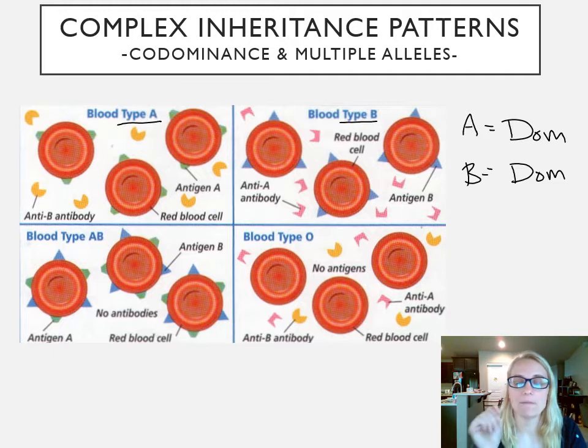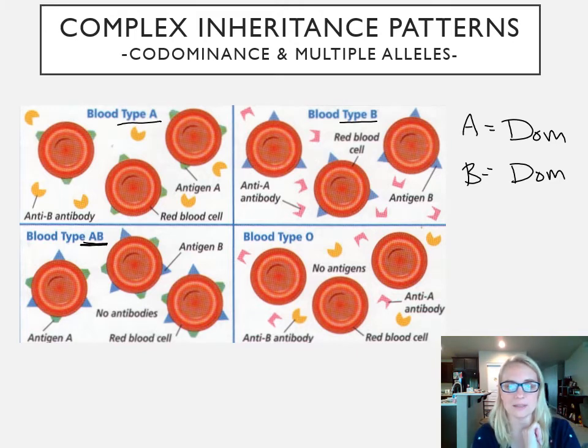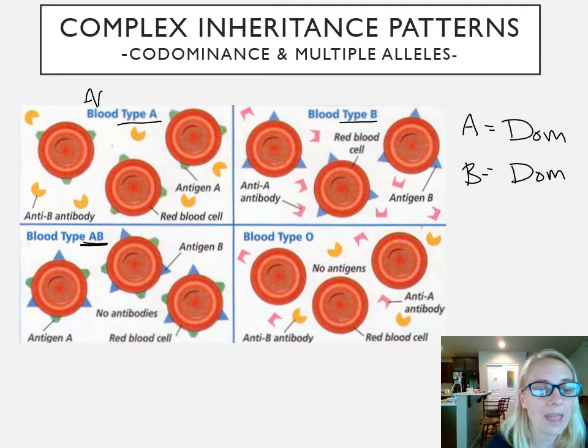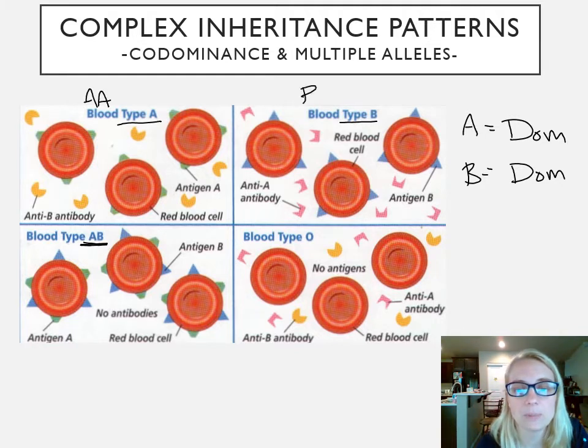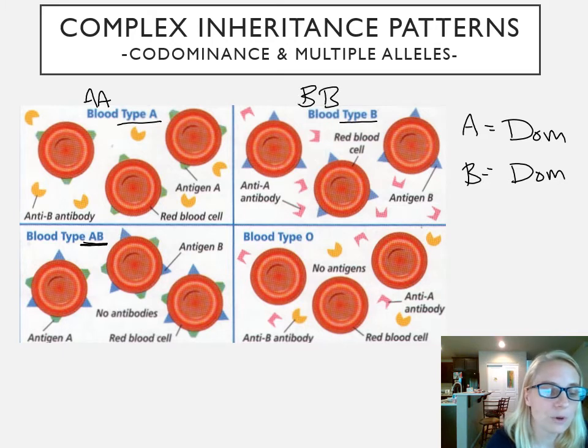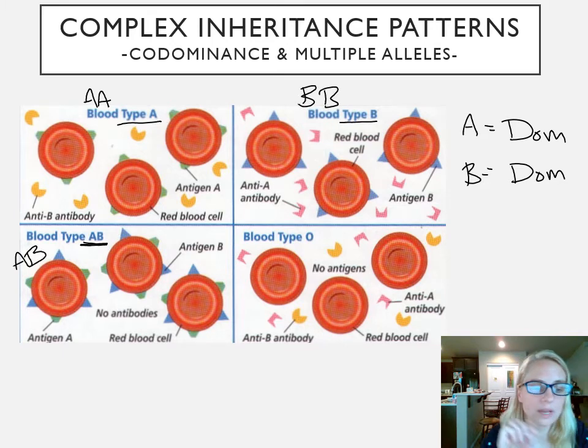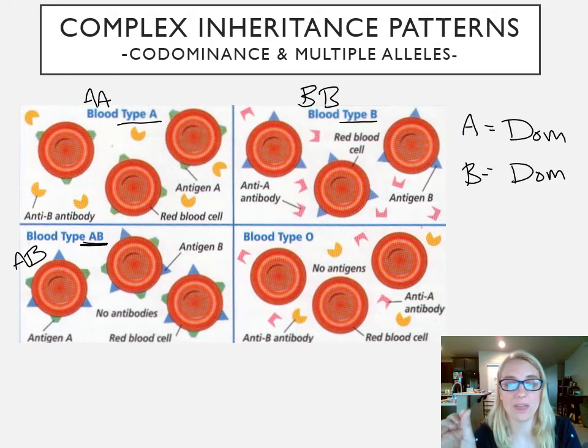If you happen to have the B allele, you would be type B blood. But here's where the codominance happens. If you happen to be heterozygous, so this would be maybe an AA genotype, this could be a BB genotype. But if you are an AB genotype, you would have both A and B antigens. There's not one that's going to overshadow the other. So that's codominance. Both of the alleles are expressed in the phenotype.